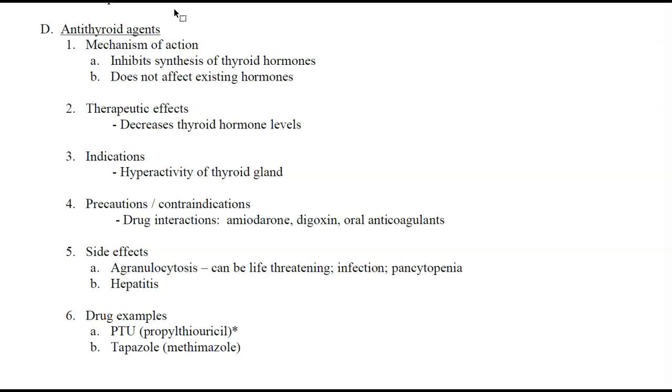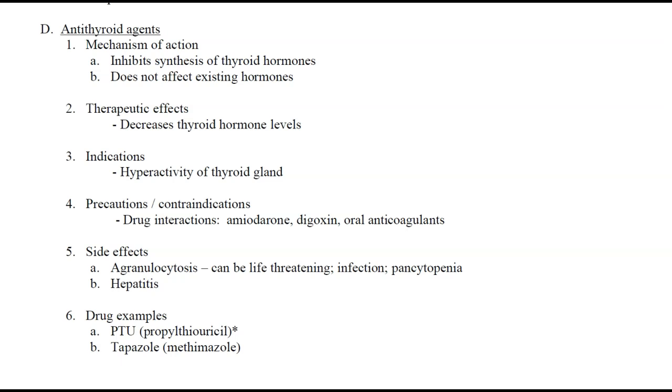The way to know if a patient has hyperthyroidism is if their TSH is very low. So the thyroid stimulating hormone is very low. It has an opposite relationship. The TSH level and the thyroid hormone level have opposite relationships. So if the thyroid hormone levels are high, the TSH or thyroid stimulating hormone is down.